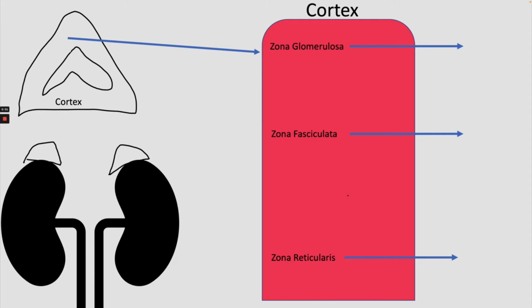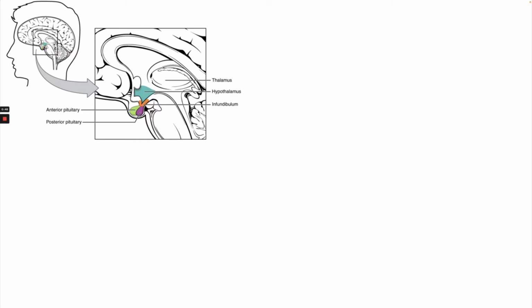Each of those layers are responsible for releasing certain things that are going to help us diagnose and treat these disease processes. The zona glomerulosa is going to release aldosterone, zona fasciculata is going to release our cortisol, and zona reticularis is going to release our androgens. So we're going to talk about first the cortisol, and specifically the zona fasciculata.